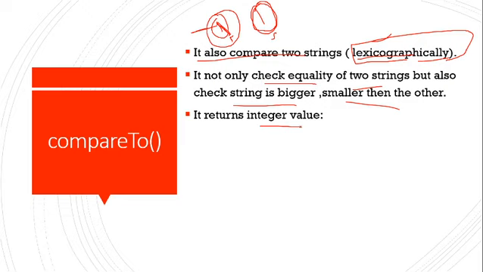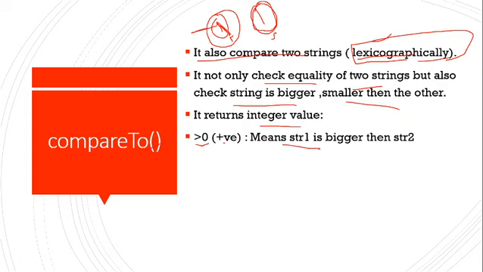Integer value means either it will be 0, less than 0, or greater than 0. Less than 0 means a negative value, greater than 0 means a positive value. If the compareTo function returns greater than 0, it means str1 is bigger than str2.